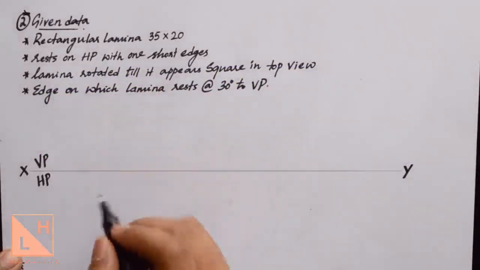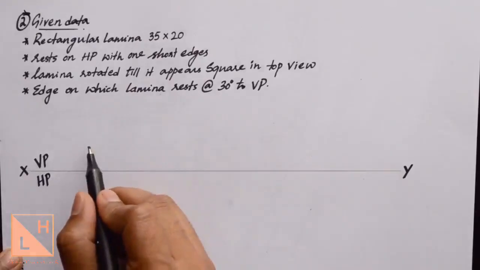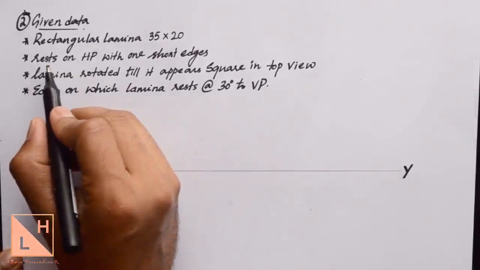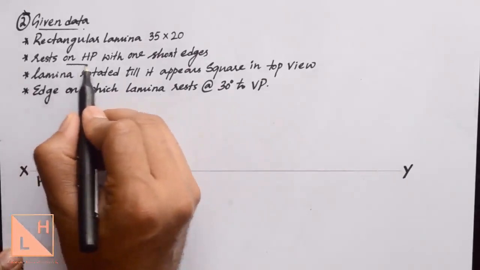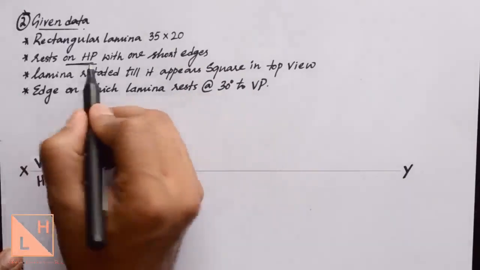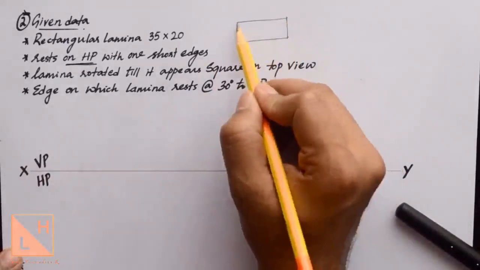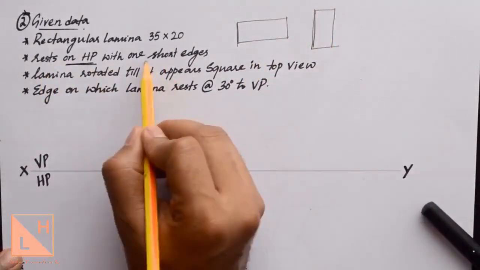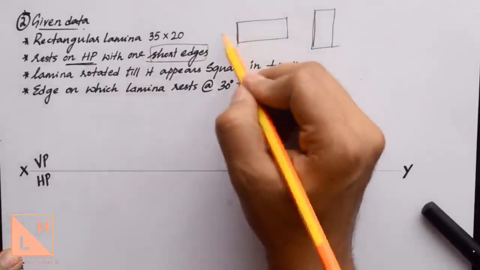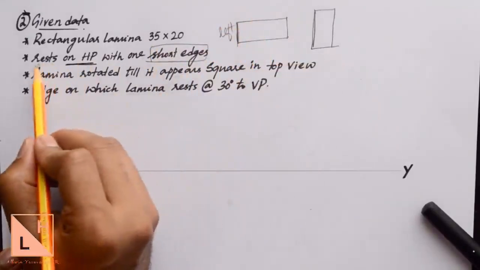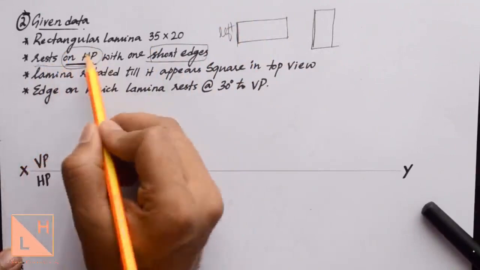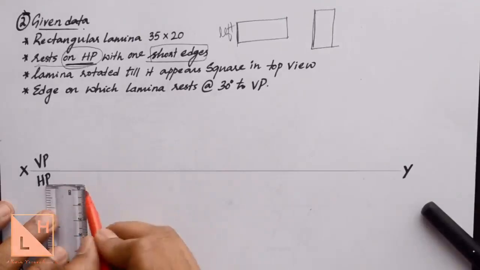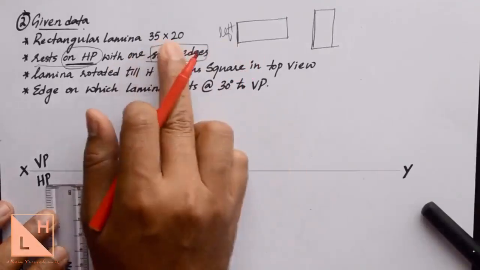For the first position, let us have these 2 questions, whether to draw it on VP or to draw it on HP. You will get the answer by reading the question forward. It says that the lamina rests on HP with one of its shorter edges. So keep the shorter edge on the left side. As it says, the lamina rests on HP, draw the plane figure on HP, that is below the line. While you are drawing it, remember to draw the shorter edge on the left side. Shorter edge here is 20 millimeters.